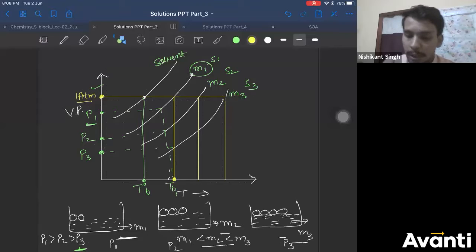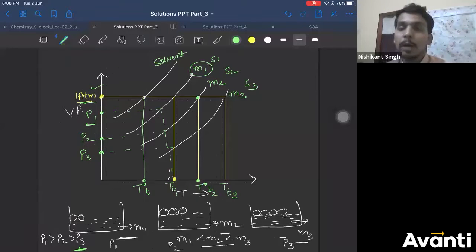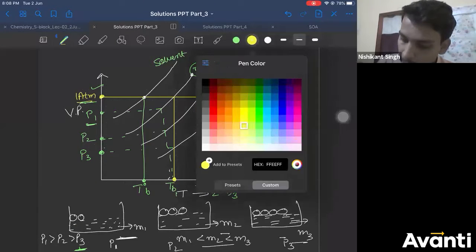I got 3 perpendiculars. Now what do I get here is, this is the boiling point, because at this temperature, vapor pressure of second solution is 1 atm. So this is the definition of boiling point of solution 2. Similarly, this is boiling point of solution 3, correct? Now let us find delta TB. So what is my delta TB?